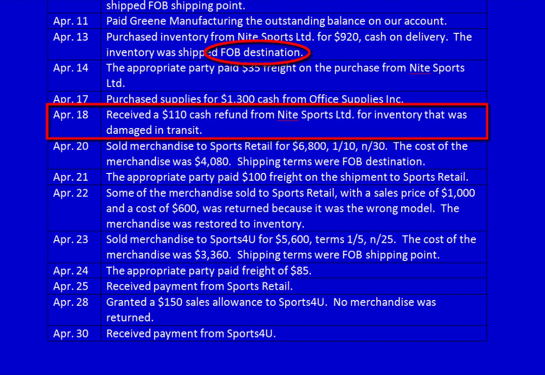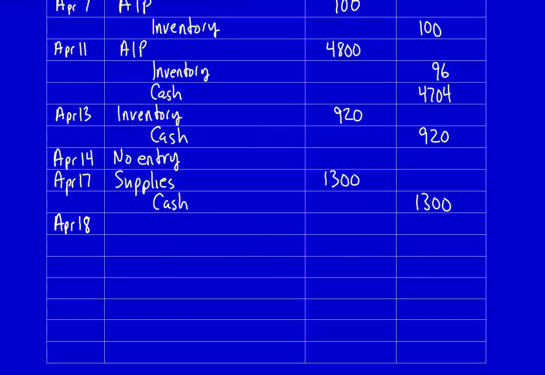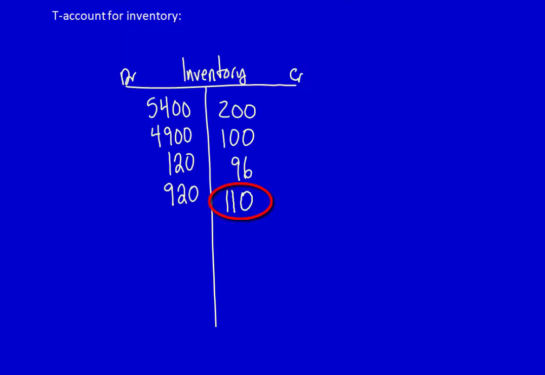Knight Sports Limited. So what did we get? Well, because we paid Knight in cash, we're going to get cash back. What did we give away? We got rid of some of the inventory because it was damaged. Debit cash, $110. Credit inventory, $110. Update the T account. Moving on.